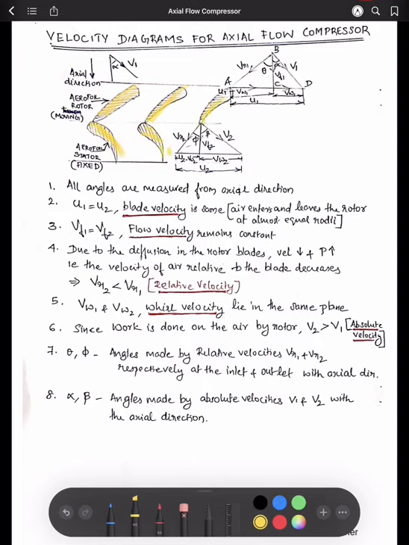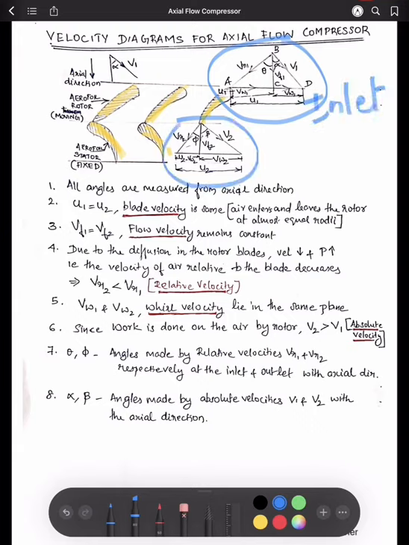Now there are two velocity triangles. This one is the inlet and here it is the outlet. This is the inlet part. Clear? And this is the outlet.